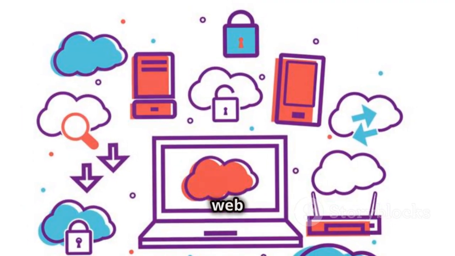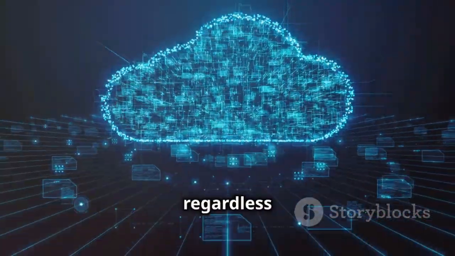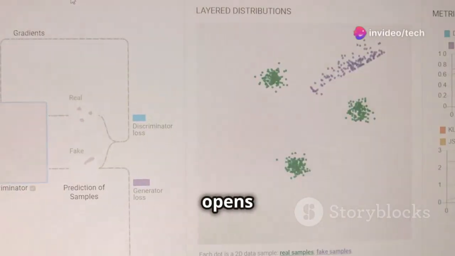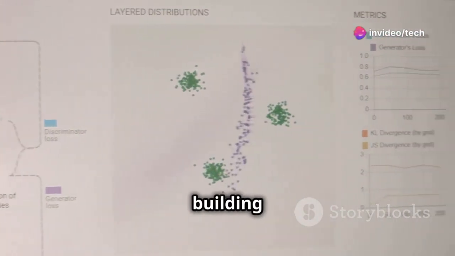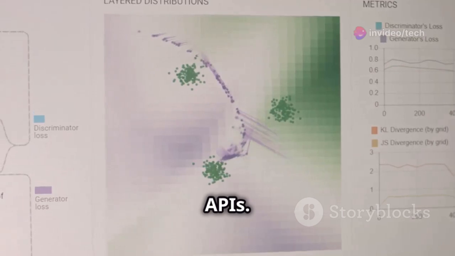Deploying your model on the web allows anyone with an internet connection to access and use it, regardless of their location. This opens up a world of possibilities, from building interactive web applications to providing real-time predictions through APIs.